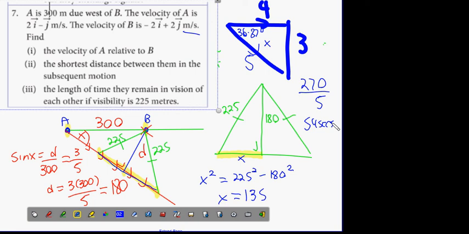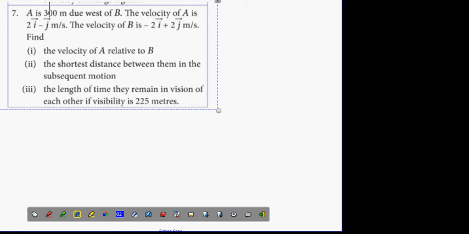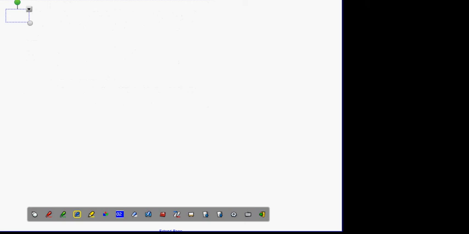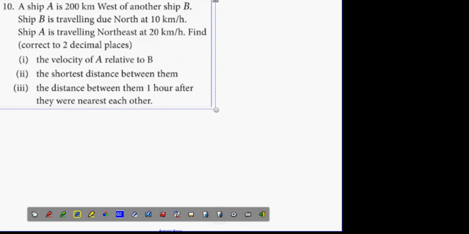Now, going to move on next, okay? Next one we're going to do, number 10. If you look at number 10, we're just going to highlight key parts. Ship A, 200 kilometers west of another ship B. B is traveling due north 10 kilometers an hour. Ship A is traveling northeast 20 kilometers an hour. Find, correct to 2 decimal places, the velocity of A relative to B.